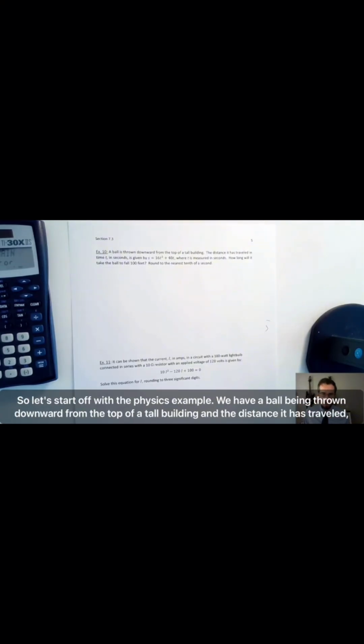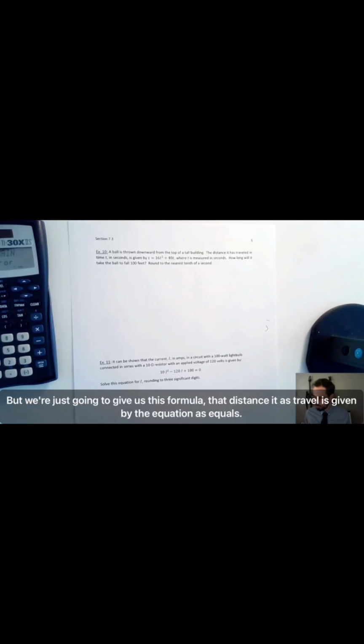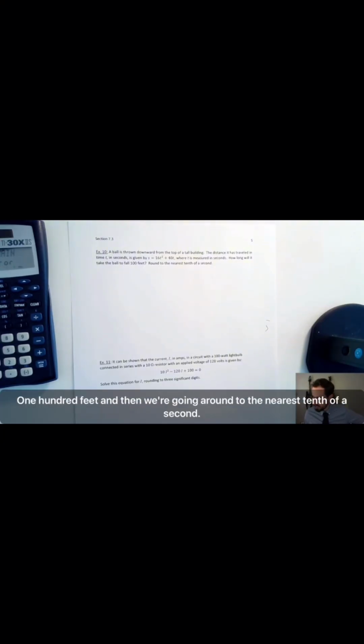We have a ball being thrown downward from the top of a tall building. And the distance it has traveled, you'll be able to derive this sort of thing when you get to physics, but we're just going to give you this formula: the distance it has traveled is given by the equation s equals 16t squared plus 40t, where t is measured in seconds. Now what we want to know is how long will it take the ball to fall 100 feet? And we're going to round to the nearest tenth of a second.